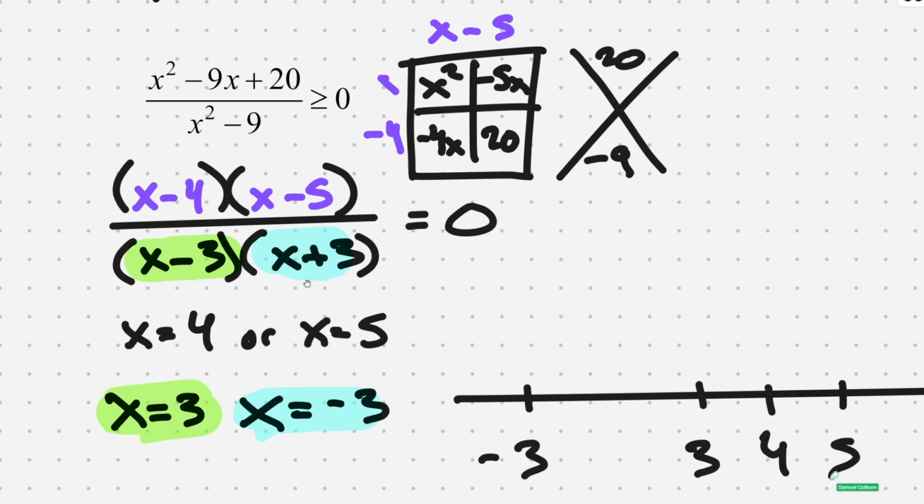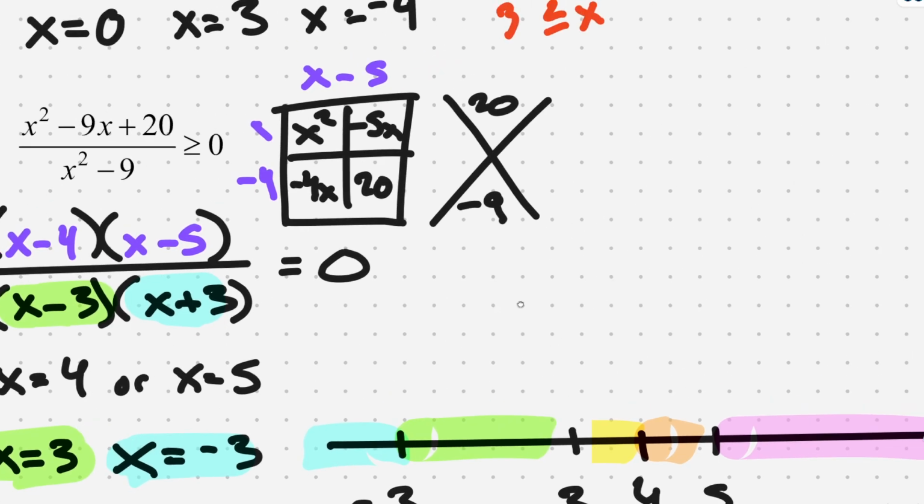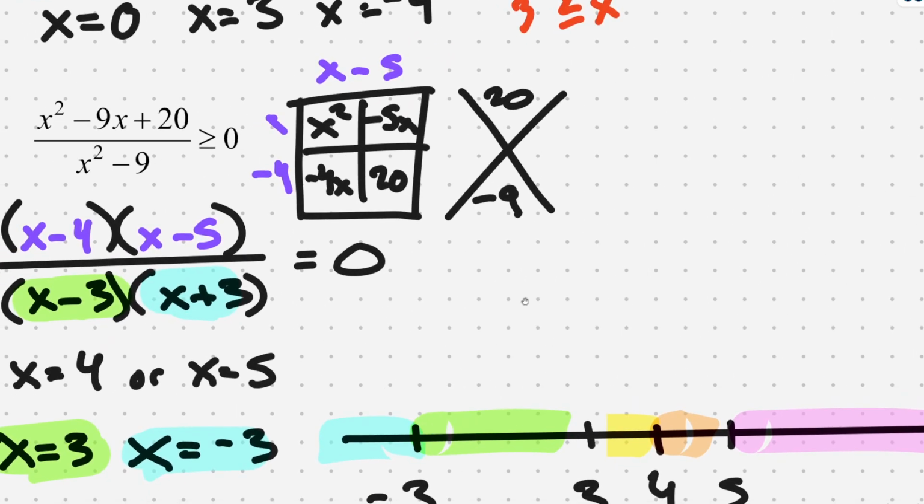In this case, 1, 2, 3, 4, 5 regions. I'll actually check one region right now because I want to reinforce the fact that this shortcut I showed you earlier is actually very useful.